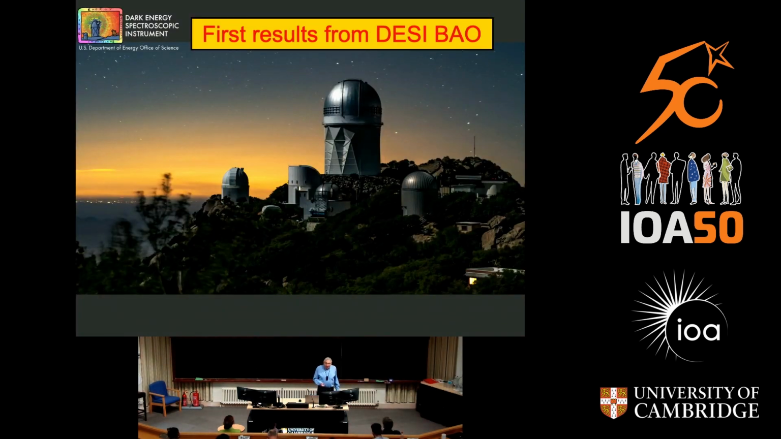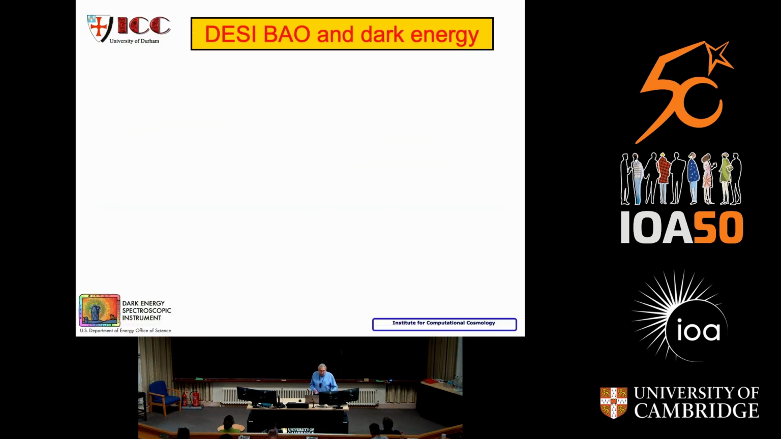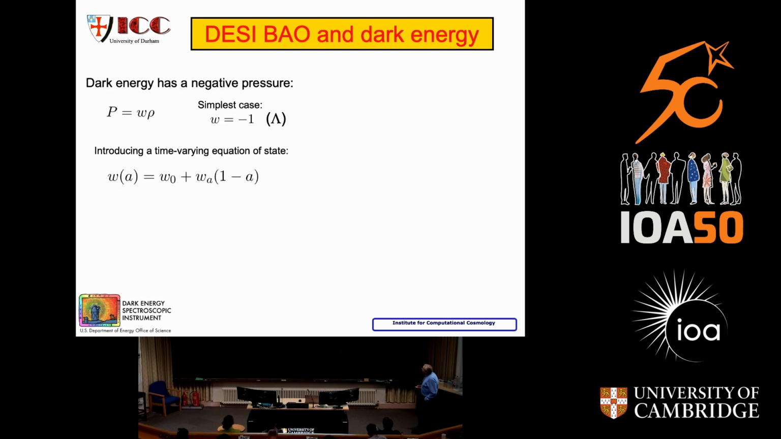So the first results from DESI and dark energy were already shown by Licia and Andrea. I'll just remind you, DESI stands for Dark Energy Spectroscopic Instrument. So to answer to DOE, we need to talk about dark energy. And the first thing you tell them is that it's a very weird thing because it has negative pressure. So you could write an equation of state.